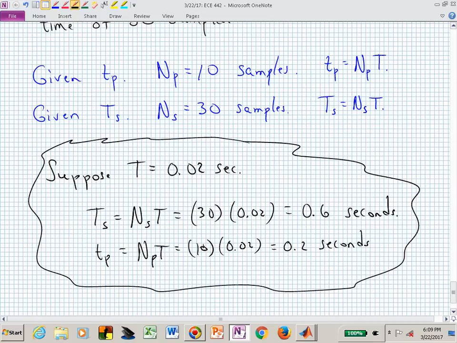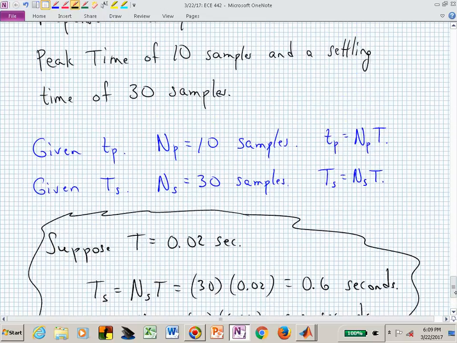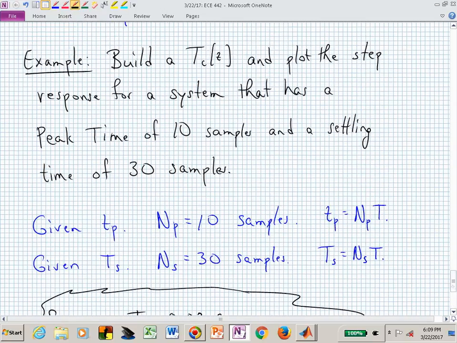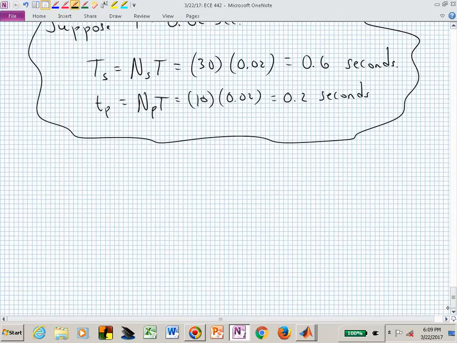Now we want to settle with this system in a little bit more than half a second, and we want it to peak at about a third of that, in 0.2 seconds, in our step response of this second order system. What we want to do, in order to build this T sub c from this information, is find the poles of T sub c of z.